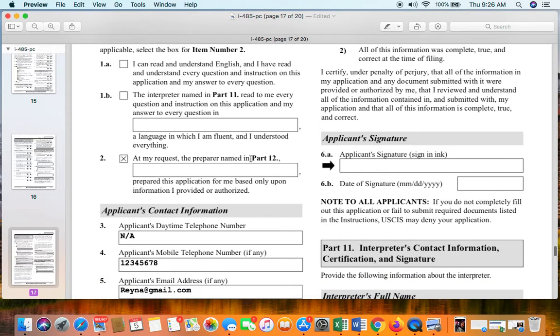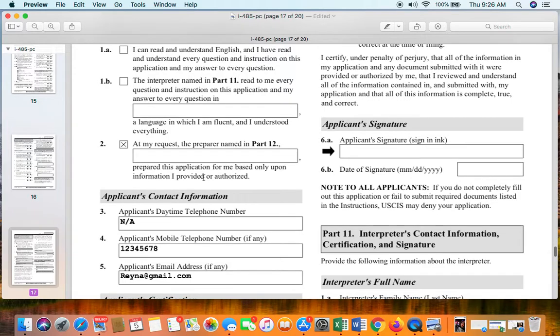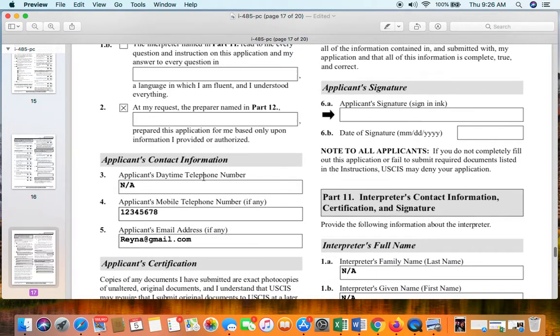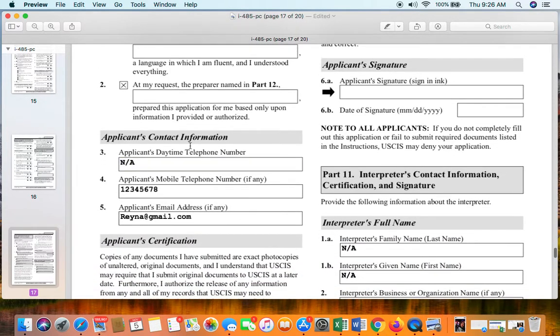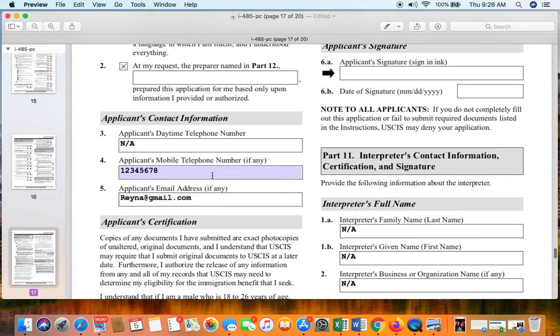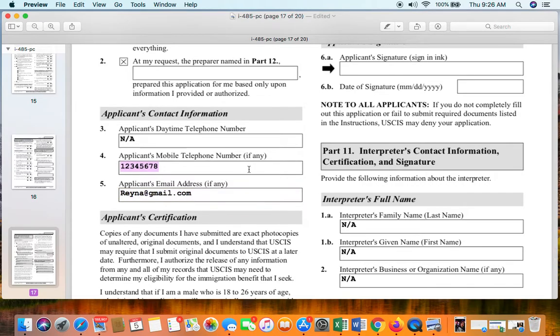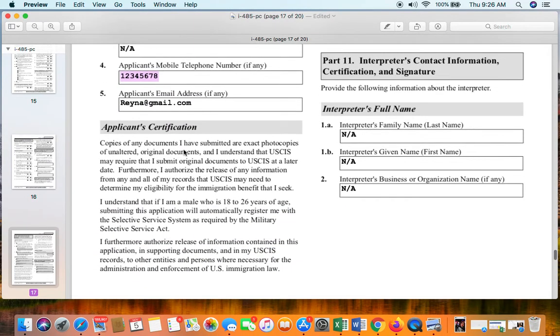So at my request as a preparer, that is me, I'm just going to put it right there because I prepared this for my derivative applicant. So for the applicant's information, put the principal's telephone number right here and the email, that is me. I will be the one receiving her USCIS mail, email, and telephone calls.